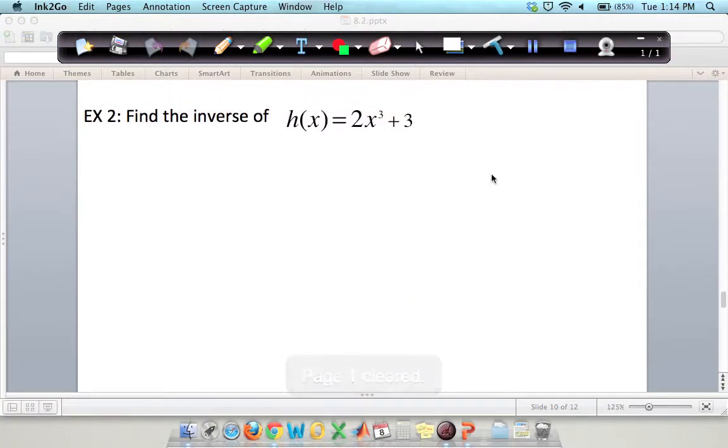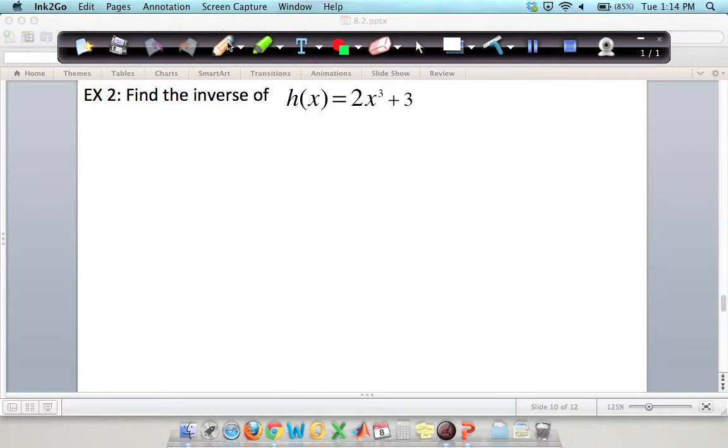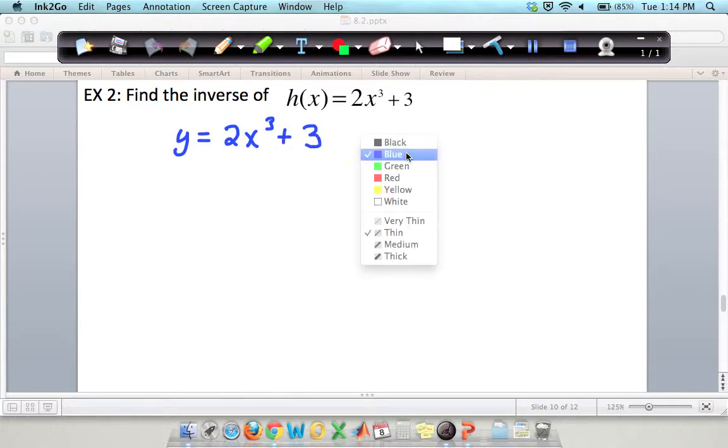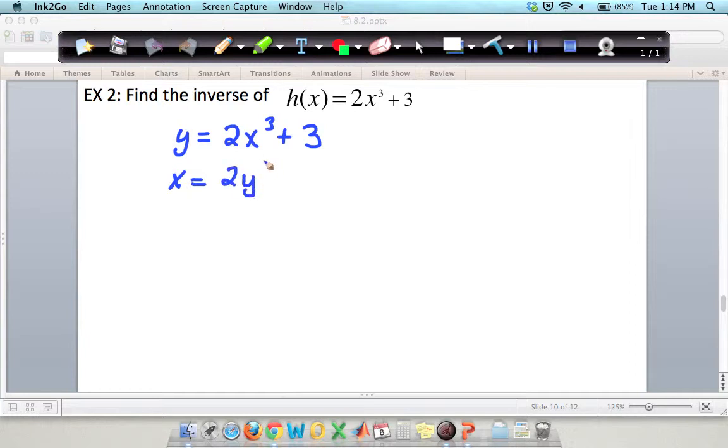Okay, so let's practice with another example. This says find the inverse of h of x equals 2x cubed plus 3. So we're just going to go through those 4 steps again. So the first thing I'm going to do is, instead of h of x, I'm going to write y equals 2x cubed plus 3. Okay, let's go ahead and switch our x's and our y's. So I have x equals 2y cubed plus 3. And now we're going to solve for y.